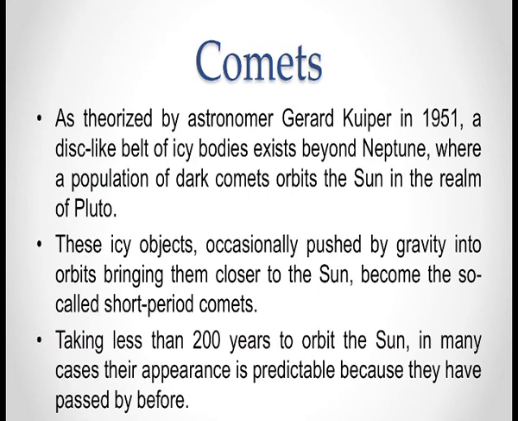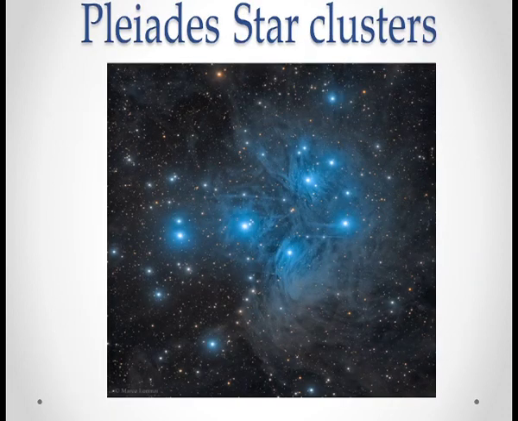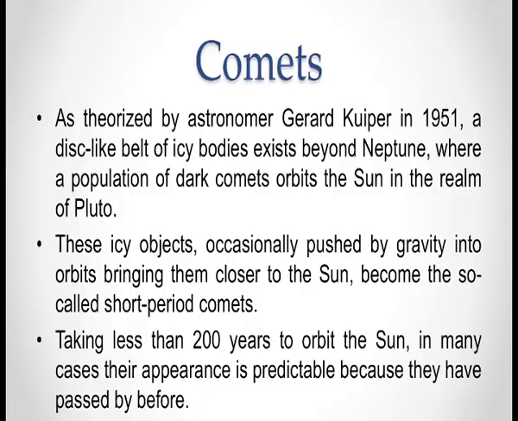The next famous object in our galaxy is comets. As theorized by astronomer Gerard Kuiper in 1951, a disk-like belt of icy bodies exists beyond Neptune in our solar system, where a population of dark comets orbit the Sun in the region of Pluto. These icy objects, occasionally pushed by gravity into orbits bringing them closer to the Sun, become the so-called short-period comets. These short-period comets take less than 200 years to orbit the Sun. In many cases, their appearance is predictable because they have passed by before.